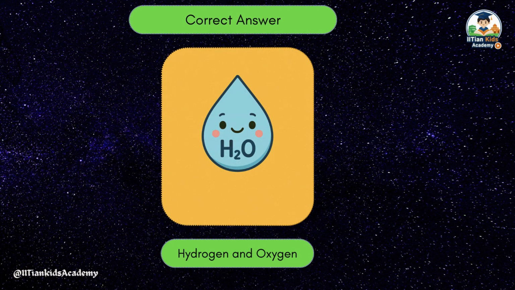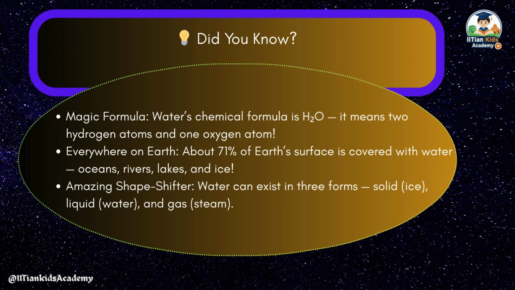Correct answer is hydrogen and oxygen. Did you know? Magic formula. Water's chemical formula is H2O, which means 2 hydrogen atoms and 1 oxygen atom.